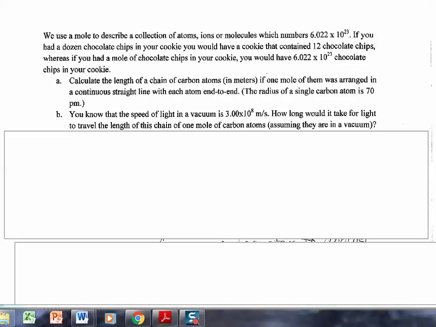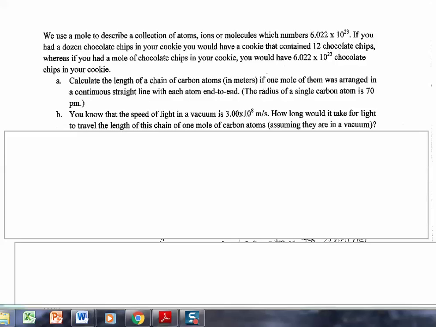Hello, in this module we are exploring dimensional analysis and the meaning of the word mole in chemistry. In this problem, we use a mole to describe a collection of atoms, ions, or molecules which numbers 6.022 times 10 to the 23rd. If you had a dozen chocolate chips in your cookie, you would have a cookie that contained 12 chocolate chips.